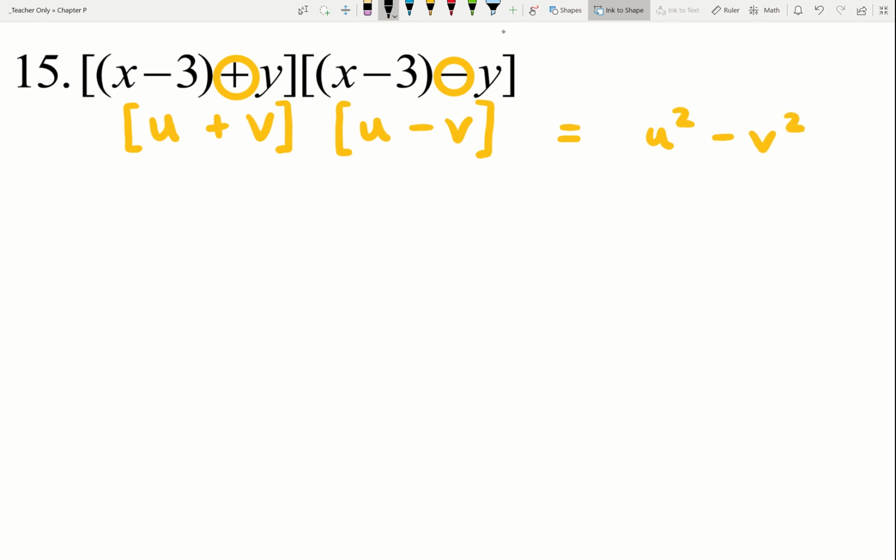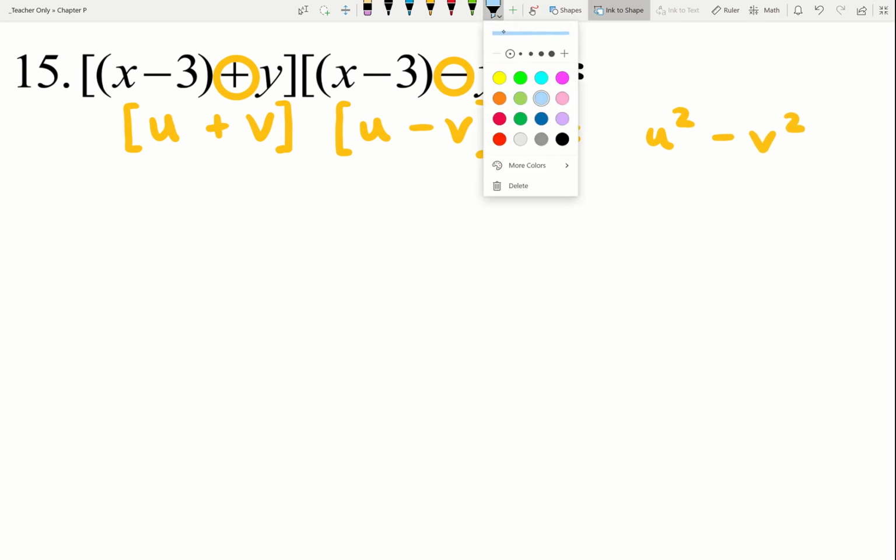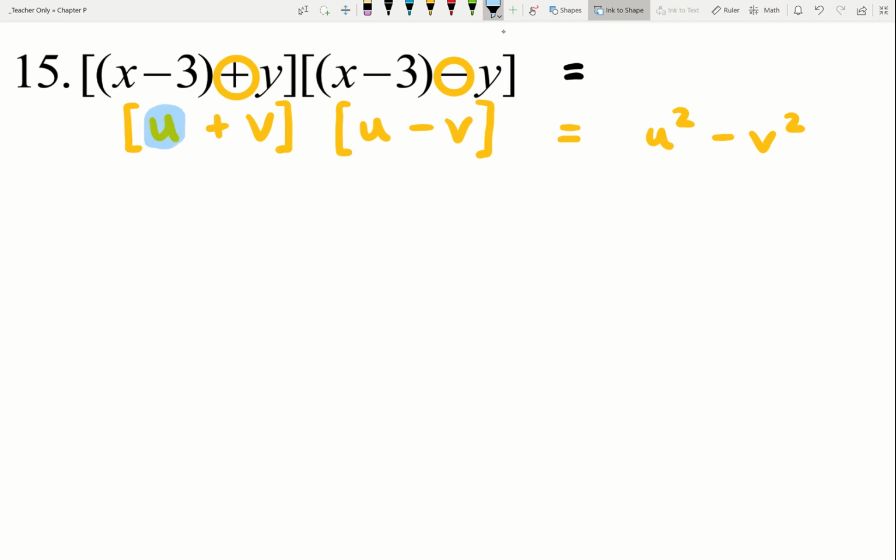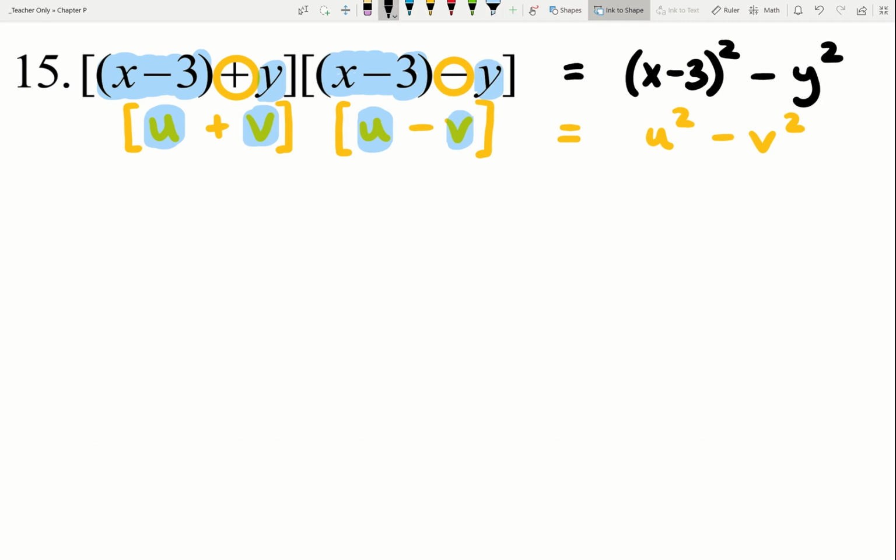Okay, so we're going to go ahead and apply that. Playing the role of u, again, you're looking at the quantity before the plus or before the minus. That's simply just going to be this binomial here. Okay, so this whole binomial, x minus 3, is what is playing the role of u. And apparently I have to square that in my formula. So I'm going to go ahead and take the binomial in parentheses and square that whole thing. Okay, and then according to my shortcut formula, I'm going to say minus whatever's playing the role of v squared. That's the part that comes after the plus and after the minus, of course. And here that's just the variable y, and so I'll say y squared there.